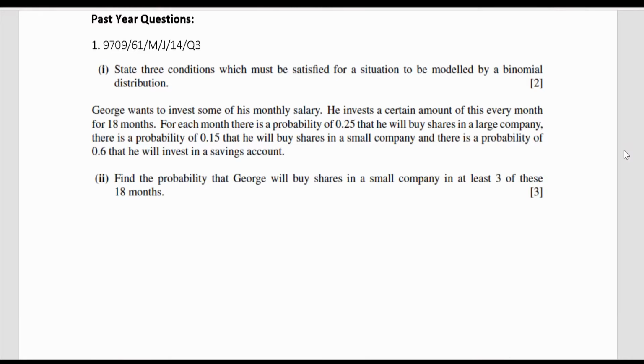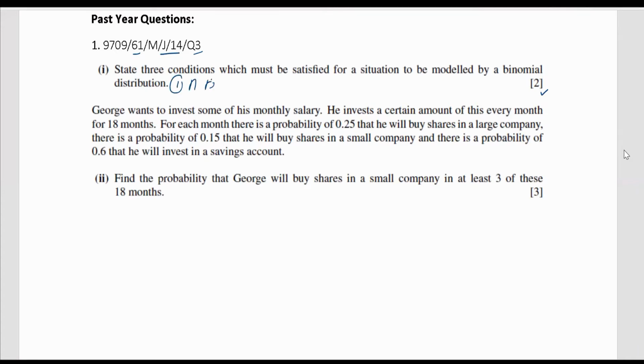So this is the question for May-June 2014, Variant 6.1, question 3. Part 1: state 3 conditions which must be satisfied for a situation to be modeled by a binomial distribution, and 2 marks are given. Okay, so what are the conditions?